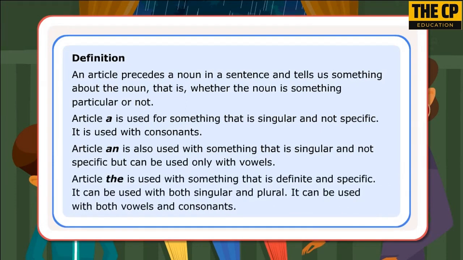Article the is used with something that is definite and specific. It can be used with both singular and plural. It can be used with both vowels and consonants. Let us look at a few sentences.